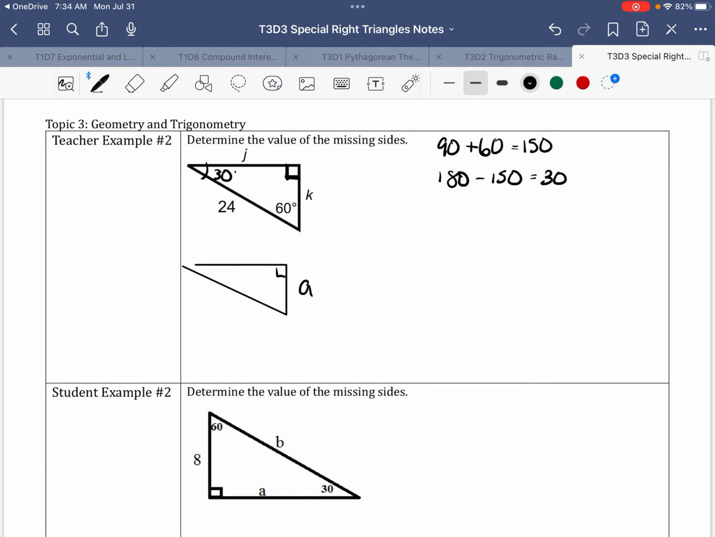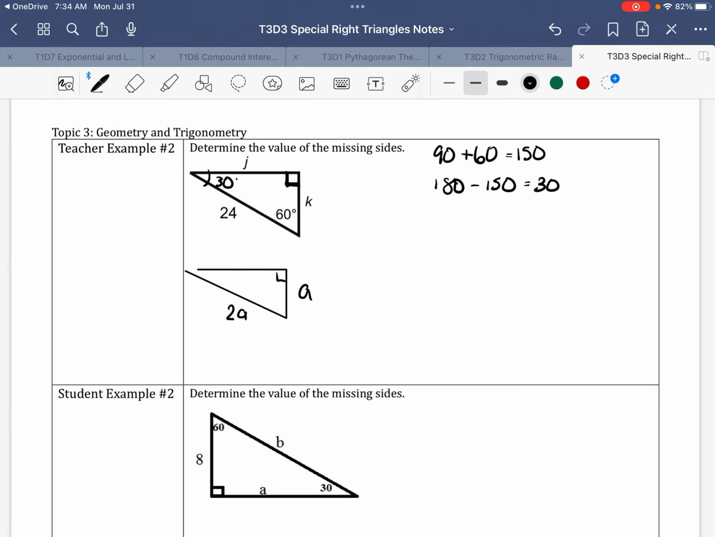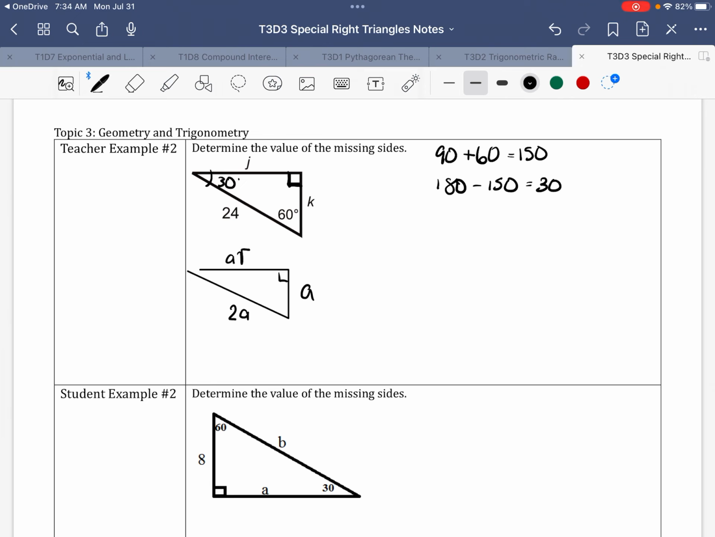And I'm going to label my shortest side as A, my hypotenuse as 2A, and then my long leg is A square root 3. And then I'm going to go ahead and color coordinate my corresponding sides. And with that, I'm going to write their equations. K equals A. J equals A square root 3.